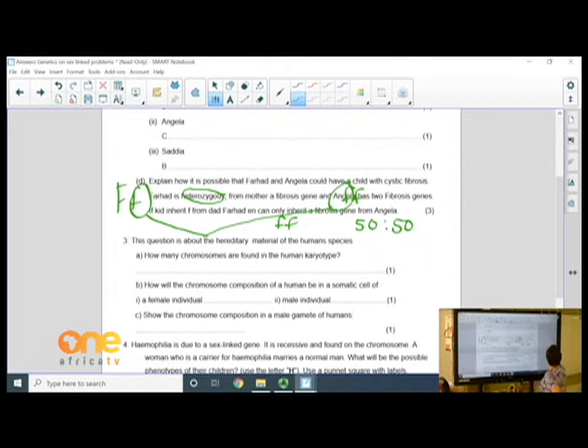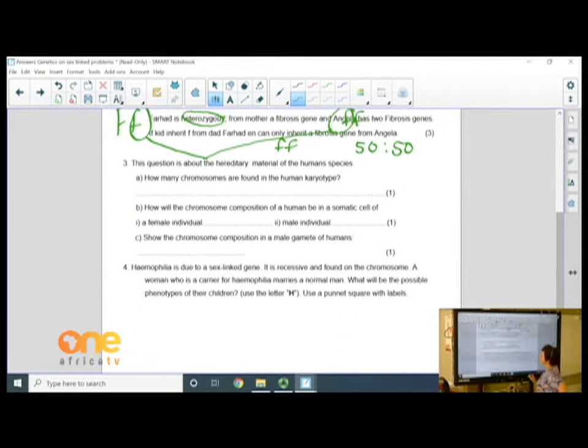Okay, let's look at the next question. This question is about the hereditary material of the human species. How many chromosomes are found in the human karyotype? There are 46. How will the chromosome composition of a human be in a somatic cell? In a somatic cell of a female, it will be 44 plus XX. In the male, it will be 44 plus XY.